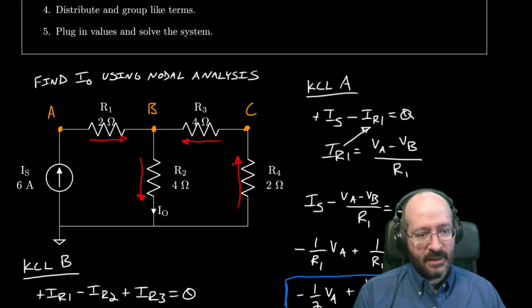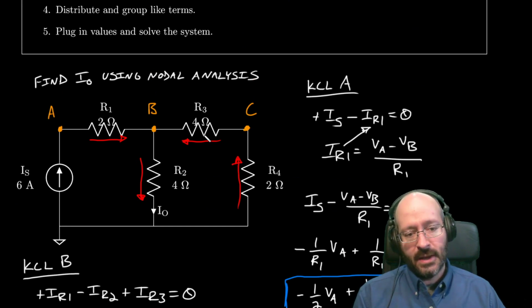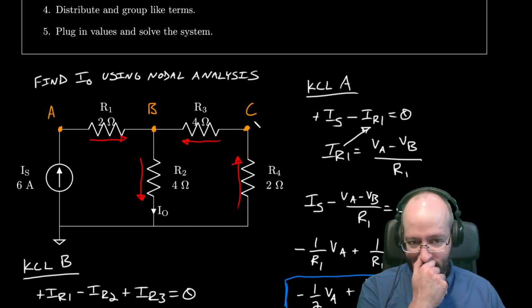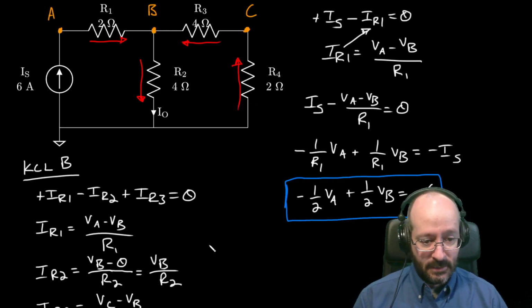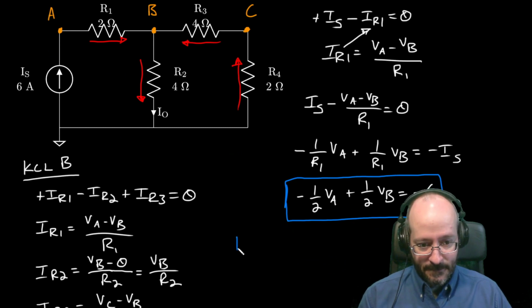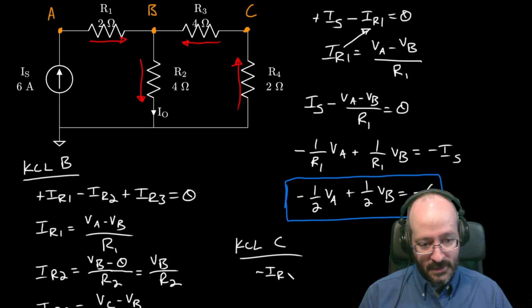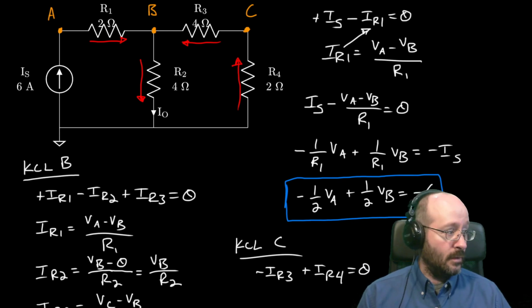Okay, so we've got the KCL for A and the KCL for B. We've got to write the last one for C, and there's only 2 things connected to it. So let's sneak it in down here as much as we can and say the KCL for C. This current's leaving, so it's going to be minus IR3. This current's entering, so it's going to be plus IR4. Those are the only 2, so it's equal to 0.